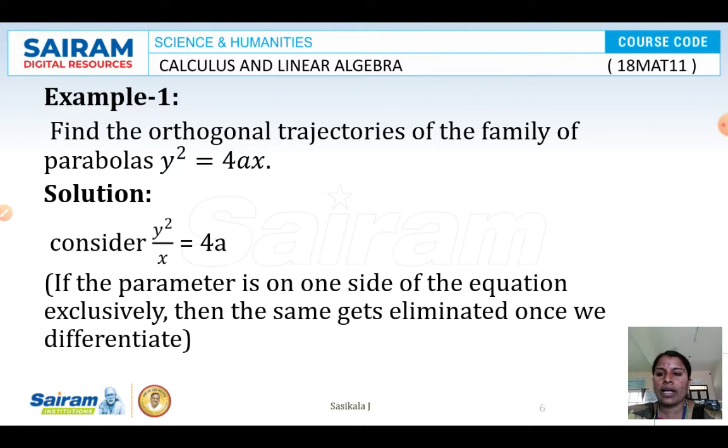Let's go over an example. First, find the orthogonal trajectories of the family of parabolas y squared equal to 4ax. To make things easy, I am going to take a alone on one side, because when you differentiate, a constant that is alone is easily eliminated. If the parameter is exclusively on one side of the equation, it gets eliminated once we differentiate.